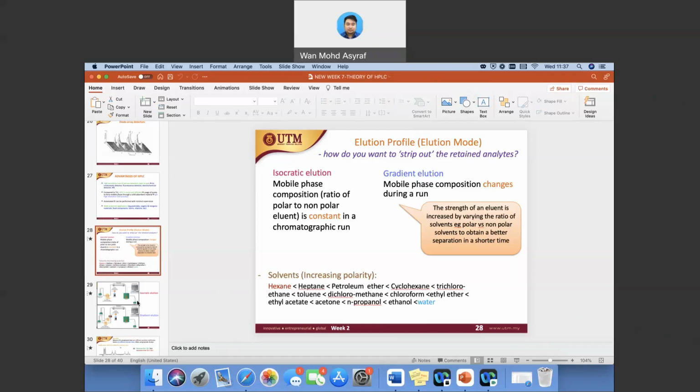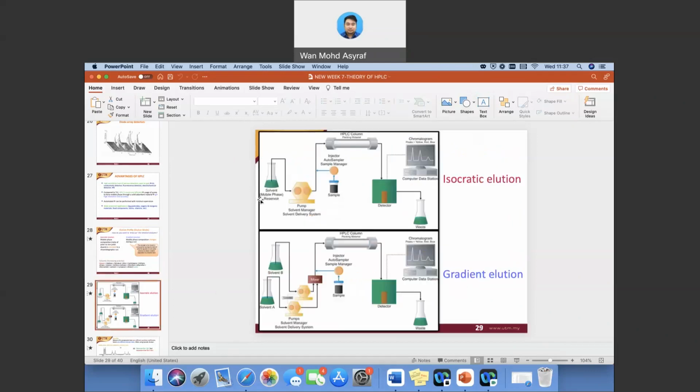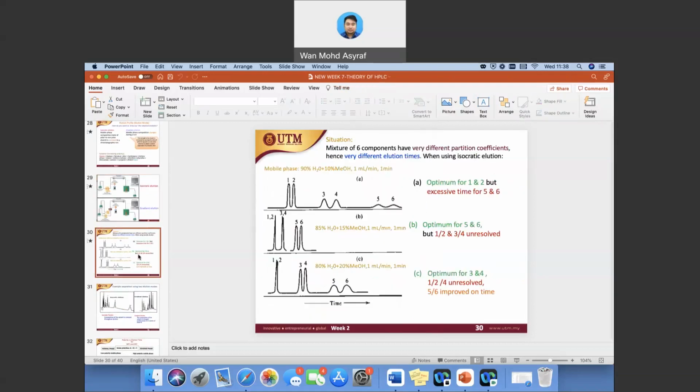All right, so this is the figure of isocratic elution and gradient elution. In this figure, isocratic is shown with one solvent reservoir. But for gradient elution, you are using two solvent reservoirs. You want to show that there is some mixing here between A and B throughout the experiment. All right, so let's look at the situation here.